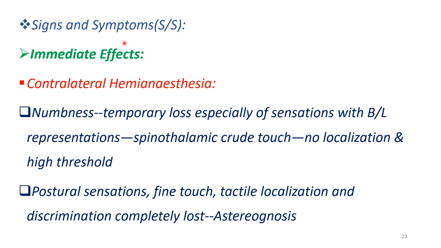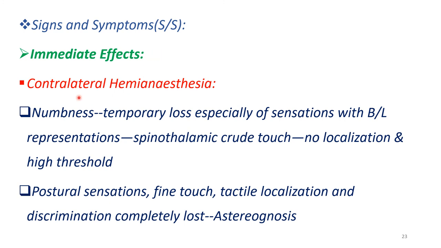perception. A patient of thalamic syndrome has peculiar signs and symptoms. Symptoms are what the patient tells you, and signs are what you see in the patient or what you elicit. Symptoms are the complaints of a disease with which the patient comes to you, and signs are what you yourself see in the patient or elicit in the patient. So there are certain immediate and certain delayed.